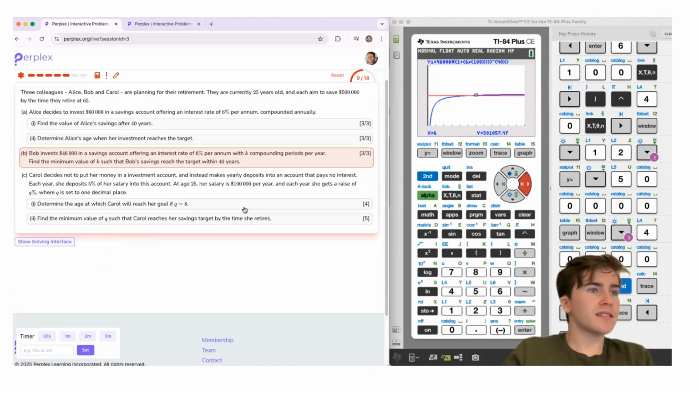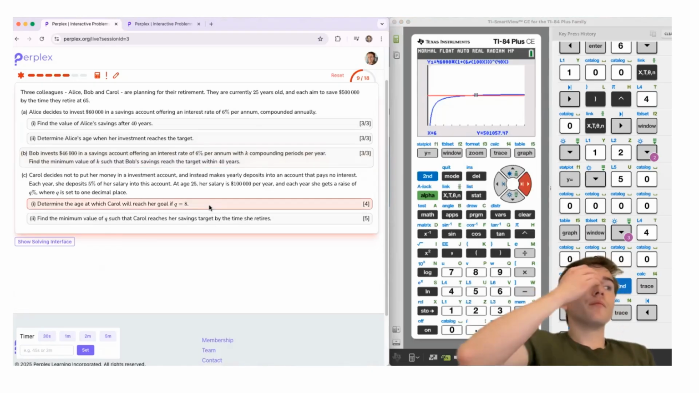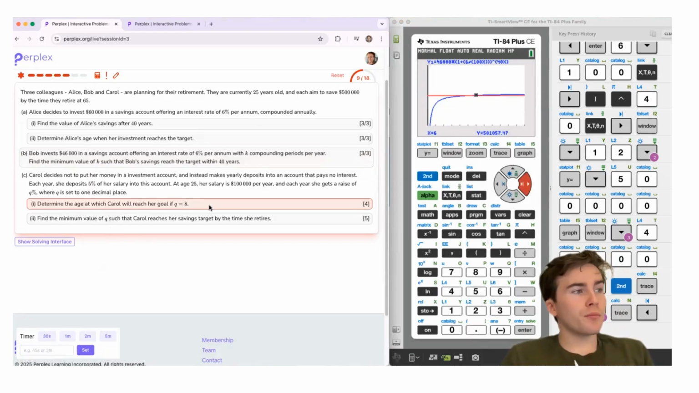All right, nice. Now, Carol decides not to put her money in an investment account, but instead she makes yearly deposits into an account that pays no interest. So she is making the rather foolish decision of not putting her money in a savings account. You should all put your money in savings accounts as soon as you have money. That's not investment advice. I'm not qualified to give investment advice. But Carol decides to put her money away, simply no interest.